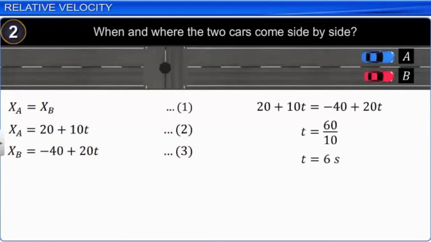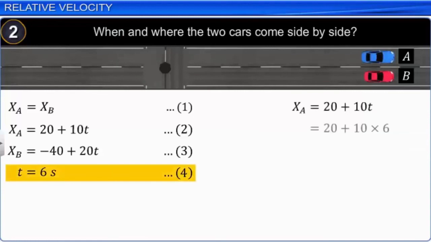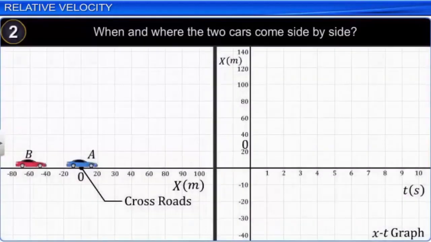Further substituting equation 4 in equation 2, we get XA equal to 80 meter. The two cars A and B come side by side at 6 seconds when their position coordinate is 80 meters.